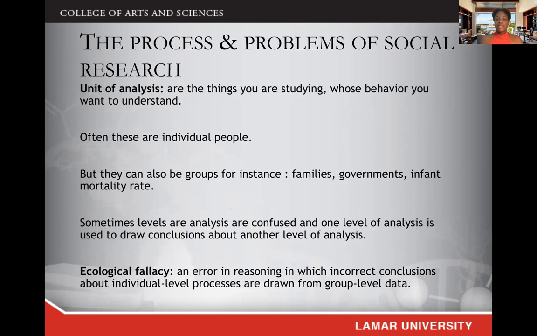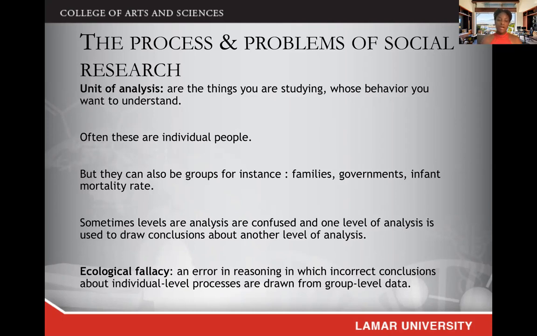Unit of analysis is spoken about in your book. Typically, a unit of analysis is related to the things, typically the people, who you are studying, but it can also be groups, so families, governments, infant mortality rate, and sometimes levels are confused. So you're at one level of analysis, and then you draw conclusions about another level of analysis, and you can't do that. You'll get an ecological fallacy.